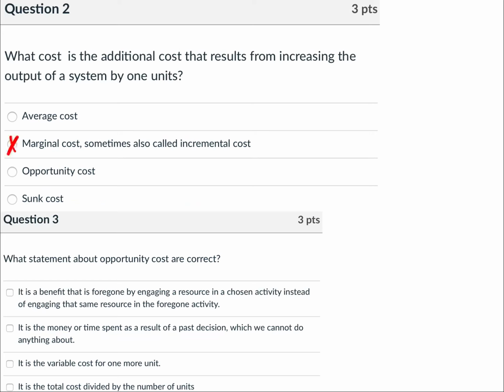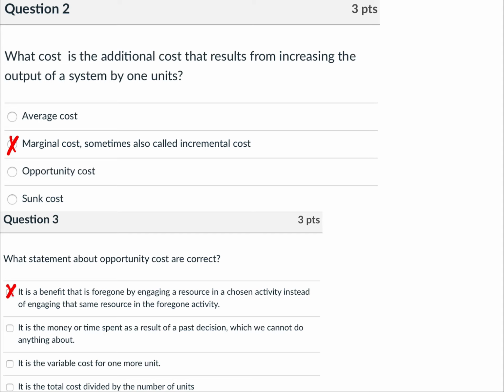Okay, next question. What statements about opportunity cost are correct? Opportunity cost is a benefit that is foregone by engaging a resource in a chosen activity instead of engaging that same resource in a foregone activity. So when you have different options and you choose one, you couldn't do the other options, which means the potential for gaining more money if you do the other options is gone. So that's the opportunity cost. So of course, the first one is correct.